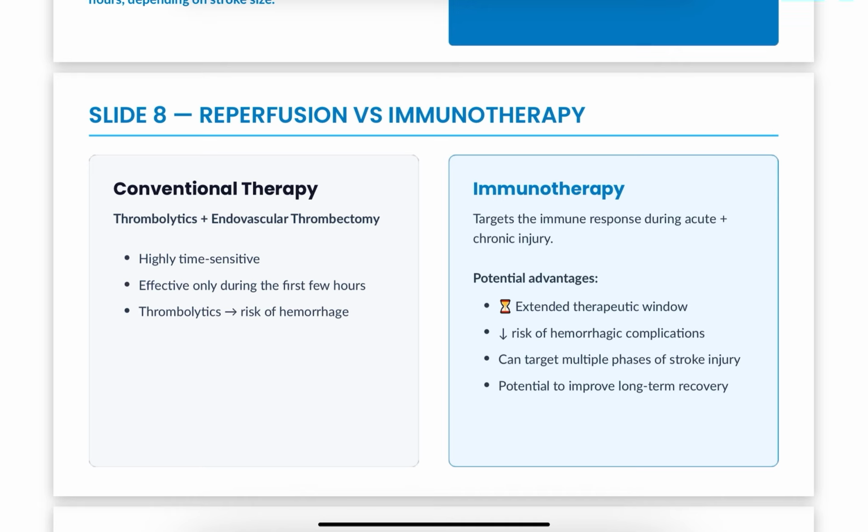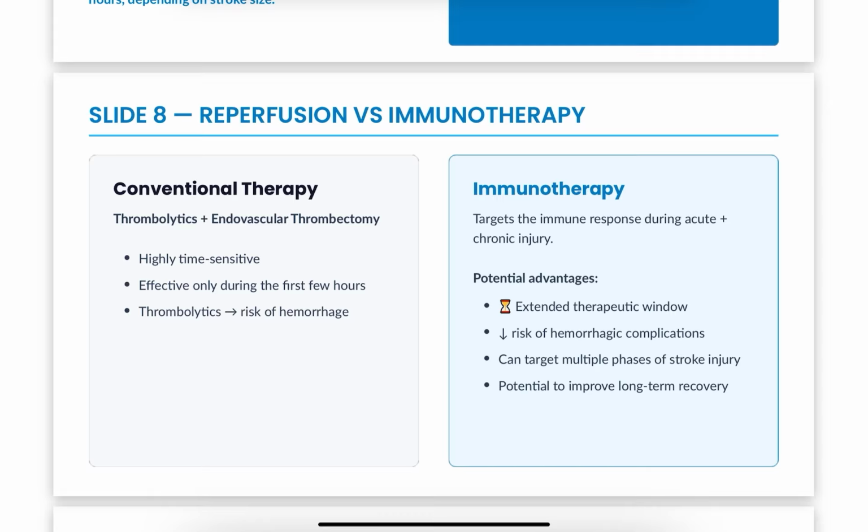If we compare it to the thrombolytic, it will have lower risk of hemorrhage and lower risk of complications. Okay, and it could potentially target several different stages of the stroke, not just the early stage, for example, such as the thrombolytics.